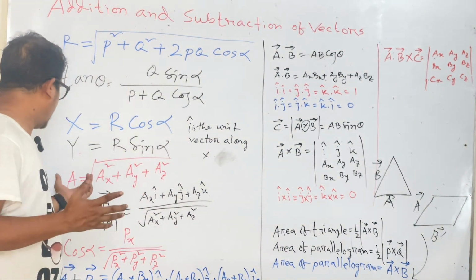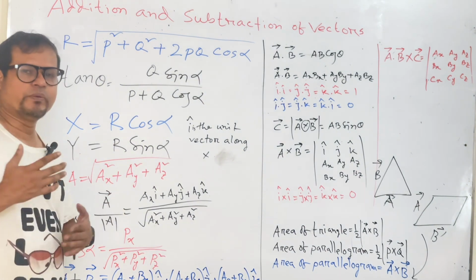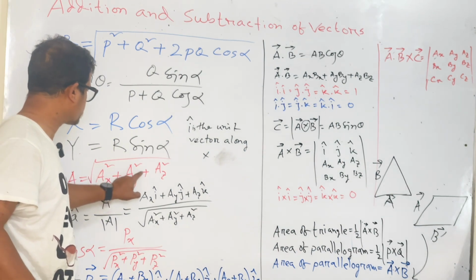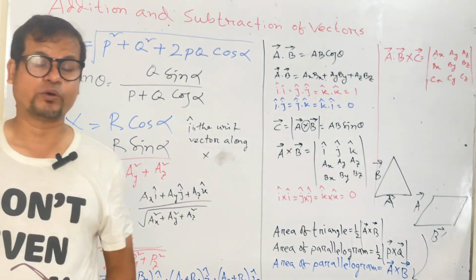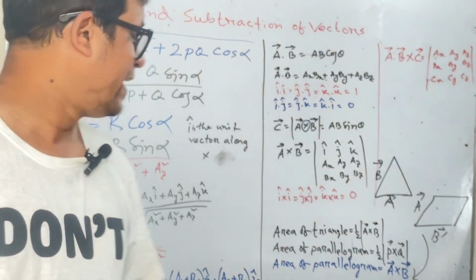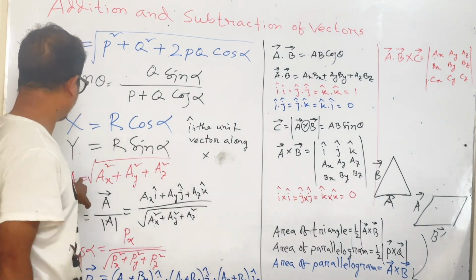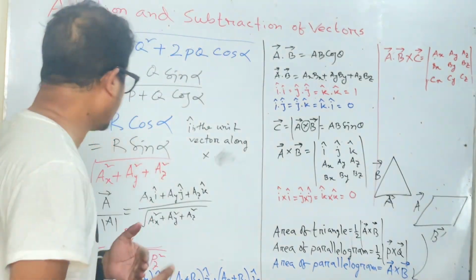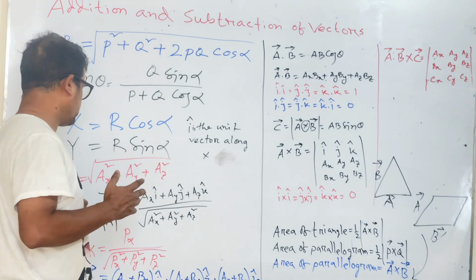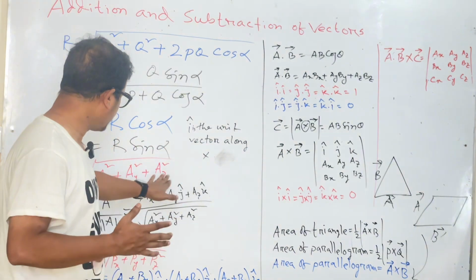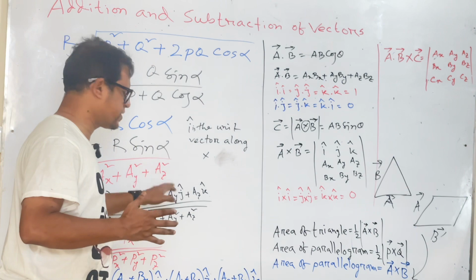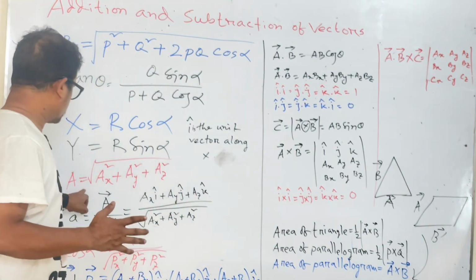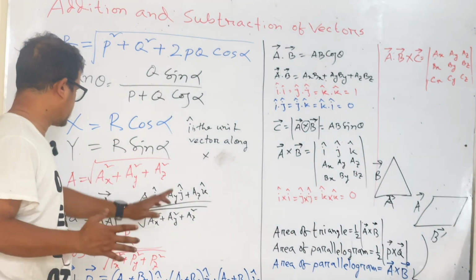Anyway, a is the magnitude of vector a. This magnitude equals root of ax square plus ay square plus az square. Let me clarify what ax, ay and az are. Ax is the magnitude of vector a along the x-axis, ay means the magnitude along the y-axis, and the magnitude along the z-axis is az. This formula is very essential: a equals root of ax square plus ay square plus az square.